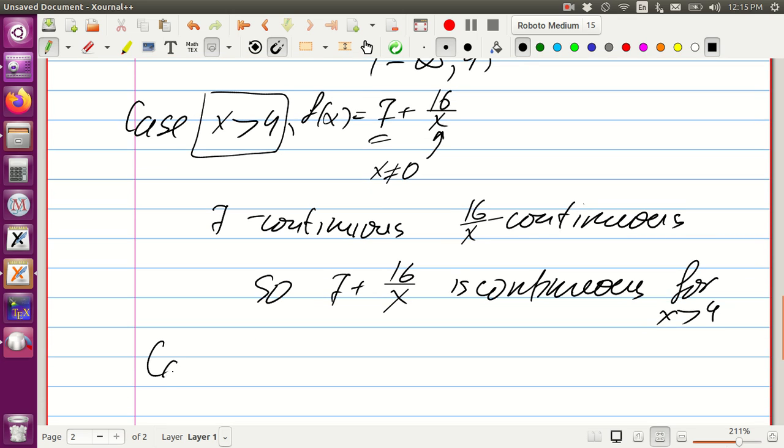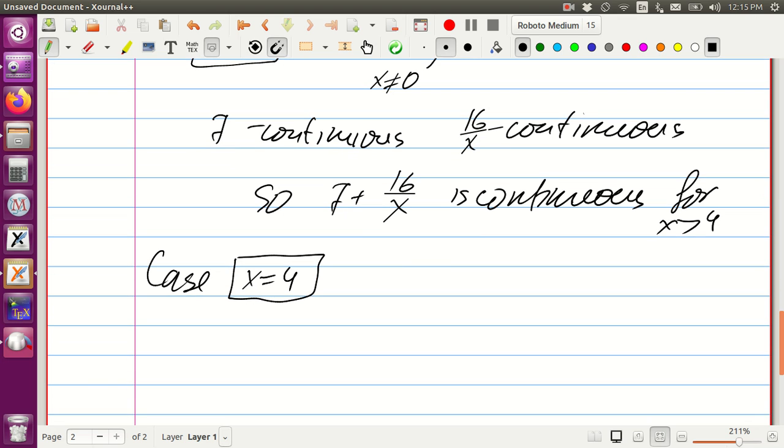So now the last case when x is equal to 4. That's the only place where we might have discontinuity. And again, we have to use left limit and right limit to figure it out.